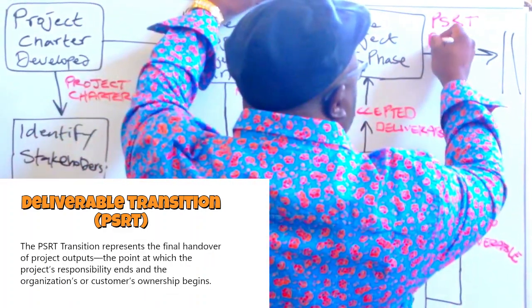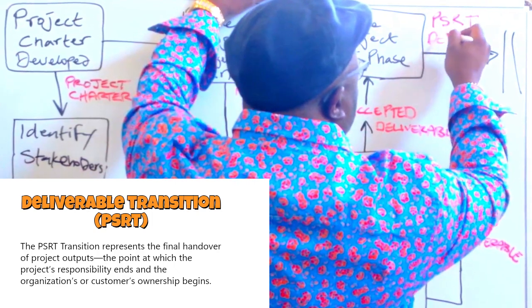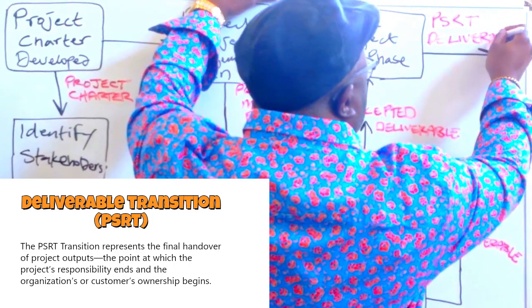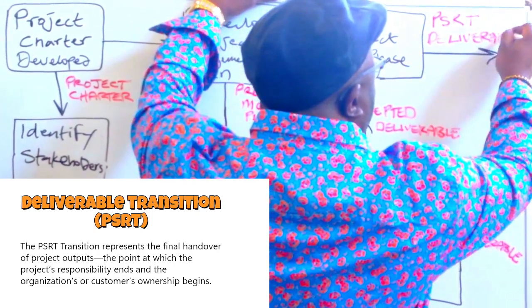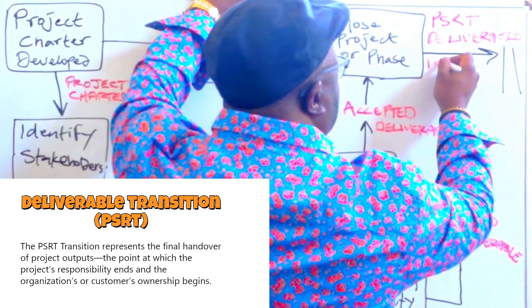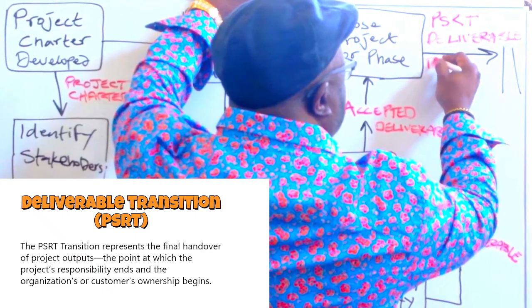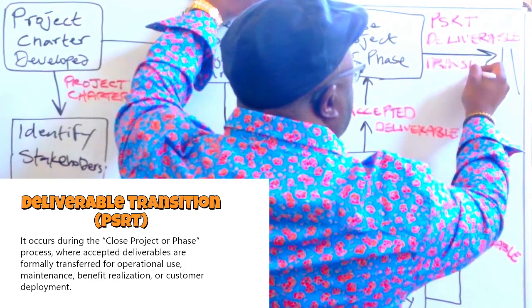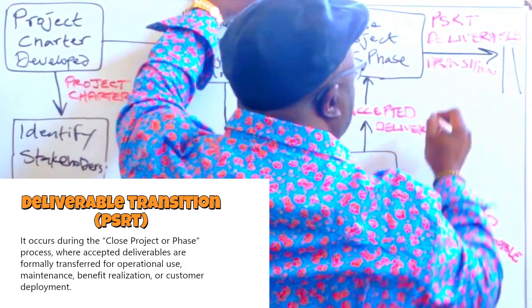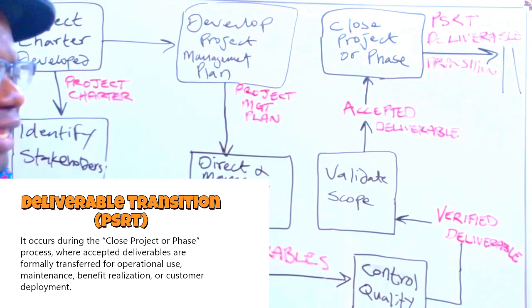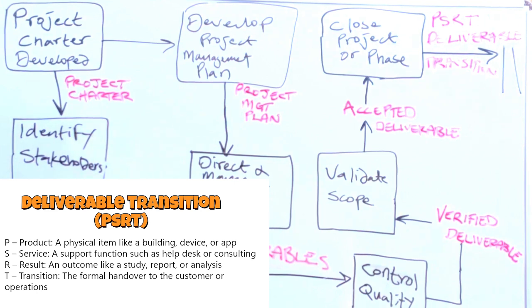And that just means deliverable transition. And by transition, it's like a handover of sorts. It's a handover to the customer. It's a handover to the end user. It's a handover to operations.